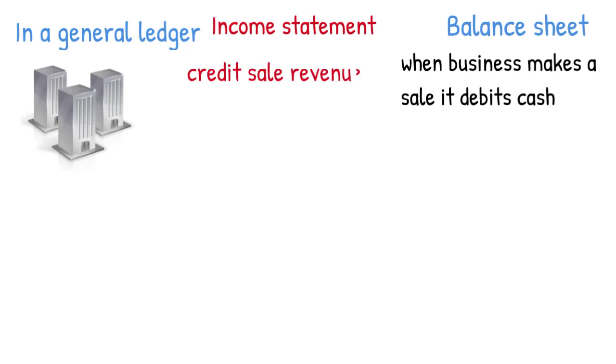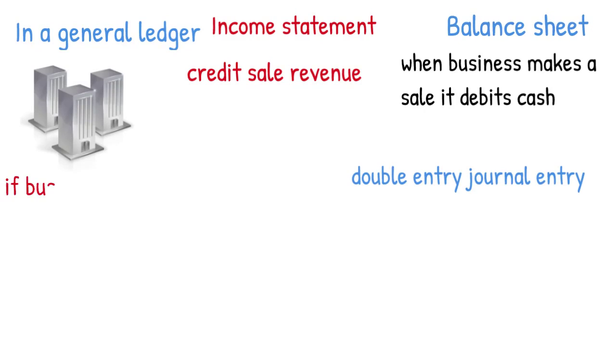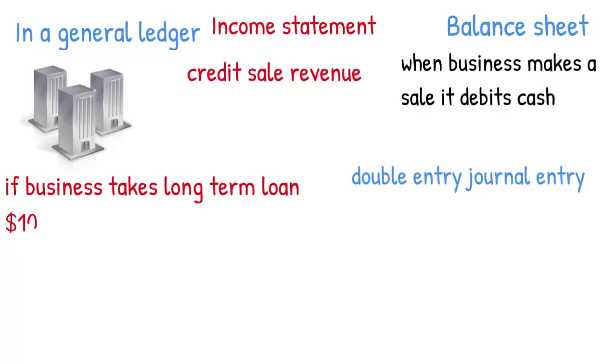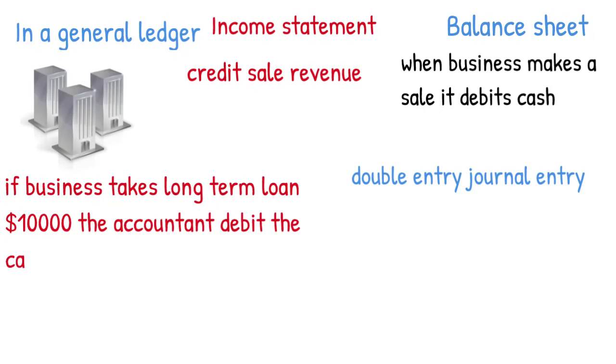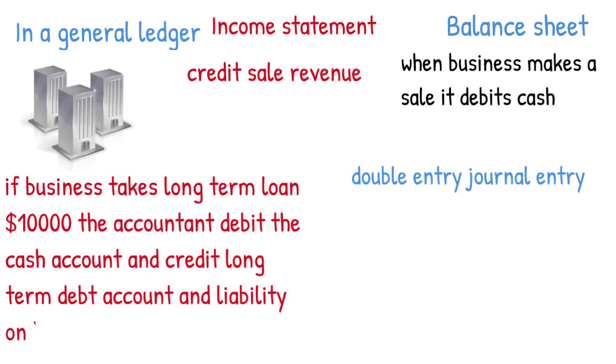It's also possible to make a double entry journal entry that affects the balance sheet only. For example, if a business takes out a long-term loan for $10,000, the accountant would debit the cash account, an asset on the balance sheet, and credit the long-term debt account, a liability on the balance sheet.